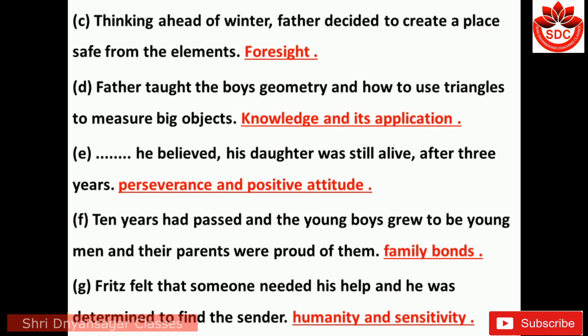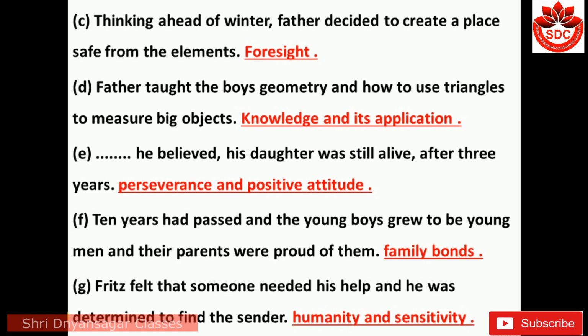D. Father taught the boys geometry and how to use triangles to measure big objects. Here, knowledge and its application. E. He believed his daughter was still alive after 3 years. Perseverance and positive attitude.